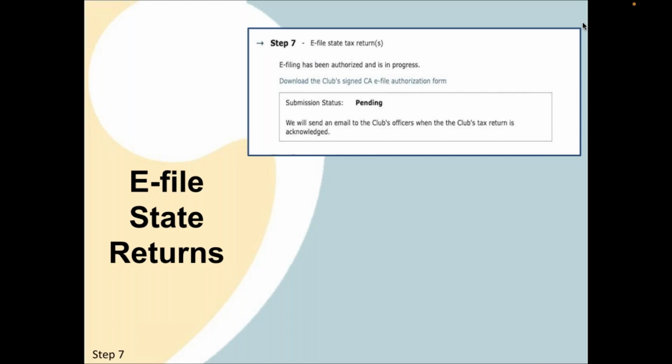Your club's e-filing status will be pending until it's accepted by the state. You can check to see the status of each e-filed submission here. It's important that you click this link to also download the club's signed state e-file authorization forms and keep them with your records. It will take some time for them to accept your submitted tax documents. As we said before, don't wait until the last minute to e-file.